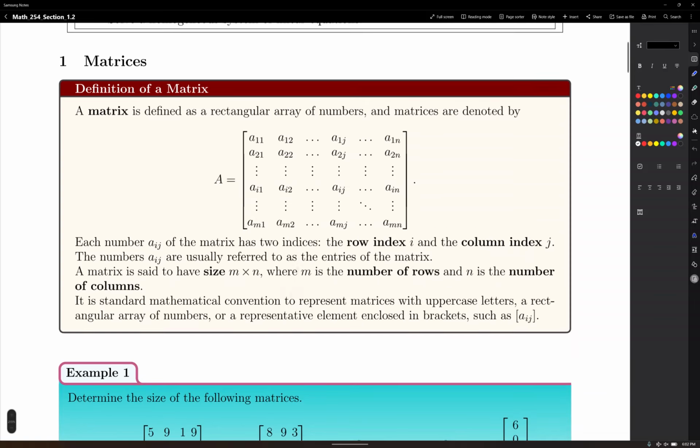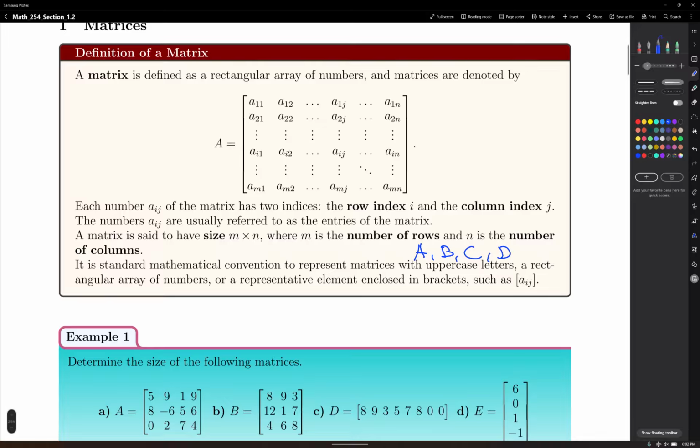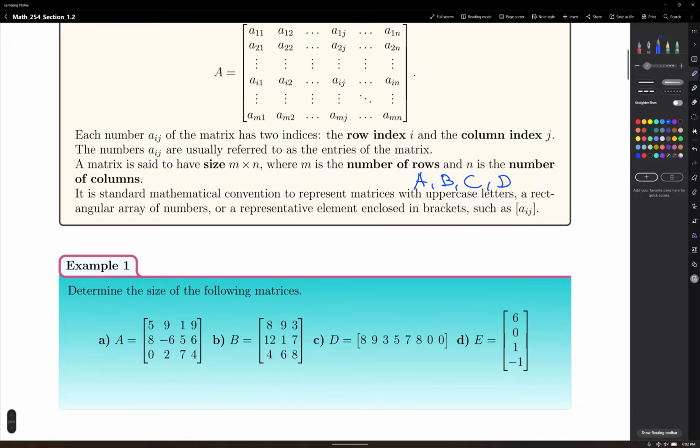And typically we use uppercase letters to denote matrices, and the most typical ones are matrices like A, B, C, sometimes D, uppercase for matrices, and lowercase for the elements in the matrices. Okay, so let's have a look at some examples.